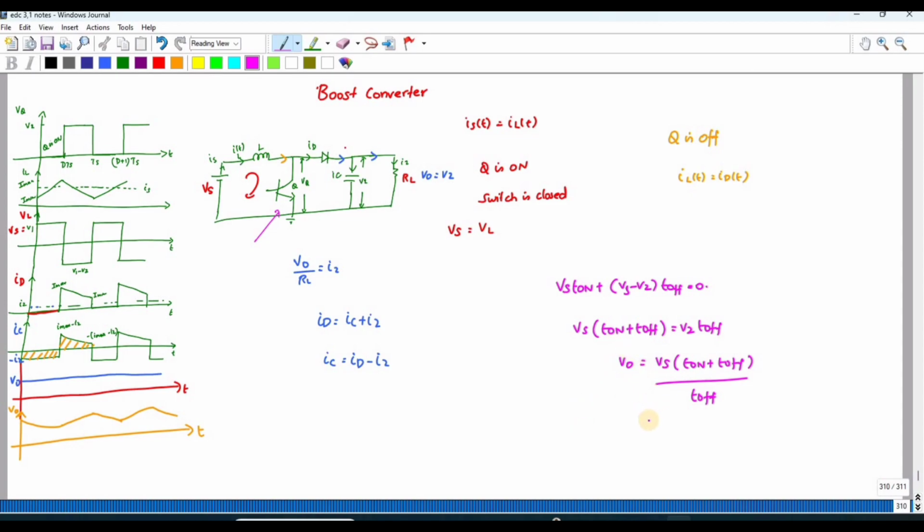So I can write this as Vs into T. T is nothing but T on plus T off. So what is T off? T off is equal to T minus T on.